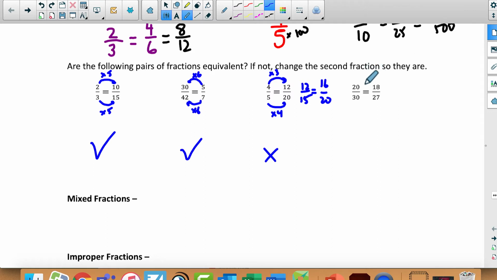Okay, last one. 20 and 18. What did you multiply 20 by? What did you divide? Whoa, this is looking really hard. You know what we might want to do here? Put them in lowest terms, and then see if you get lucky, and maybe it'll work better that way. So let's put these in lowest terms.